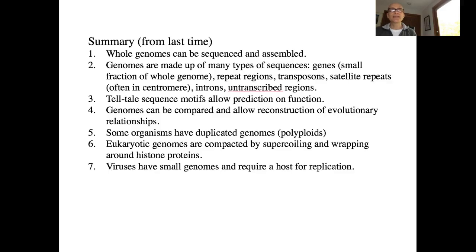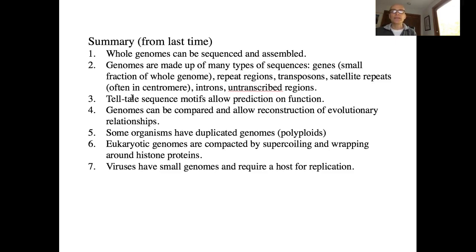So last time we discussed genomes and we looked at them holistically: what a genome is, how you sequence it, what kinds of sequences there are, and how you can compare genomes with each other. Specifically, we said that whole genomes can be sequenced and assembled. I showed you a little bit of the algorithm that's used to assemble genomes. I said that genomes are made up of many types of sequences, and we looked at some of those types, such as repeat regions, transposons, satellite repeats, introns, and so forth.